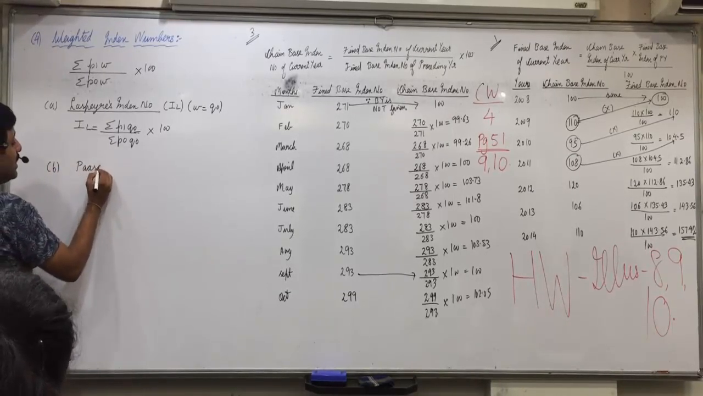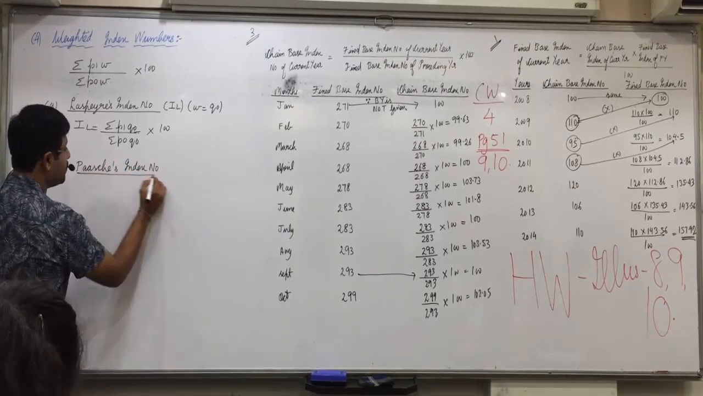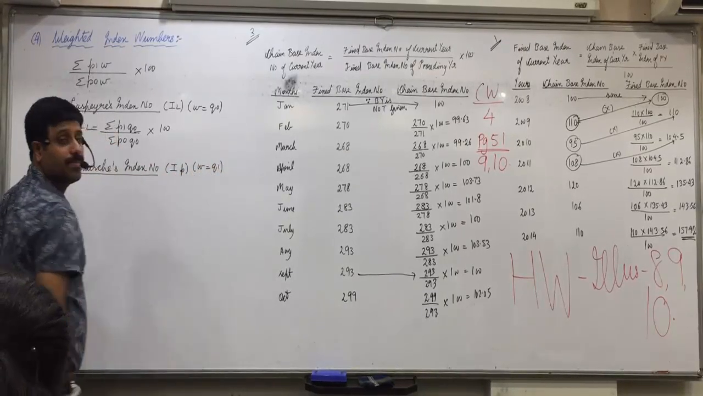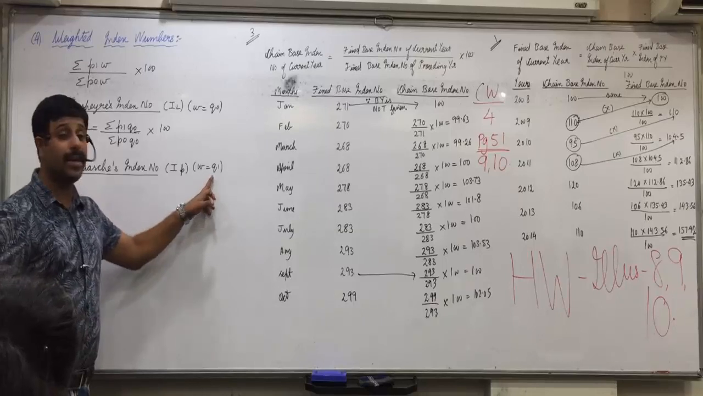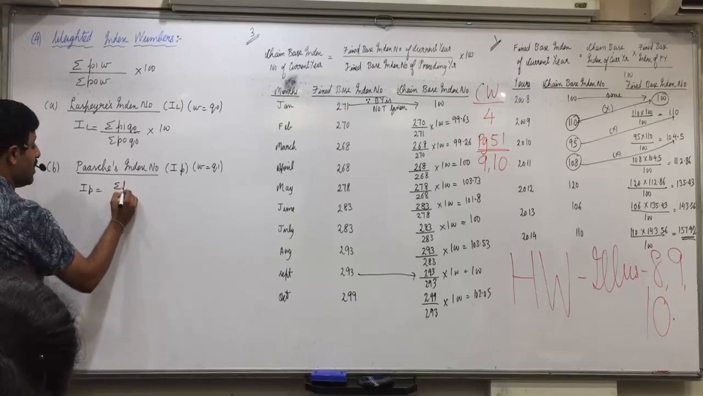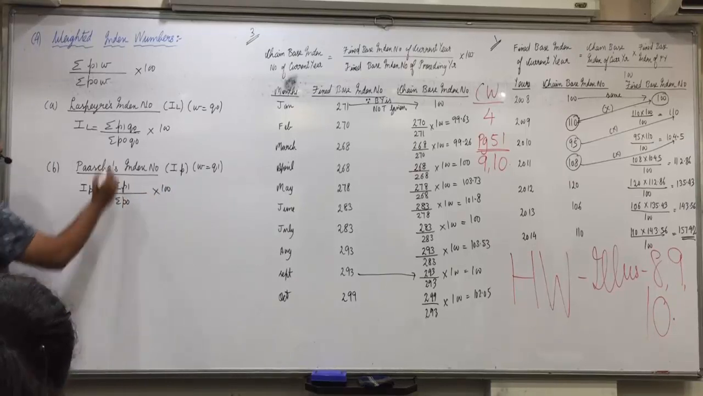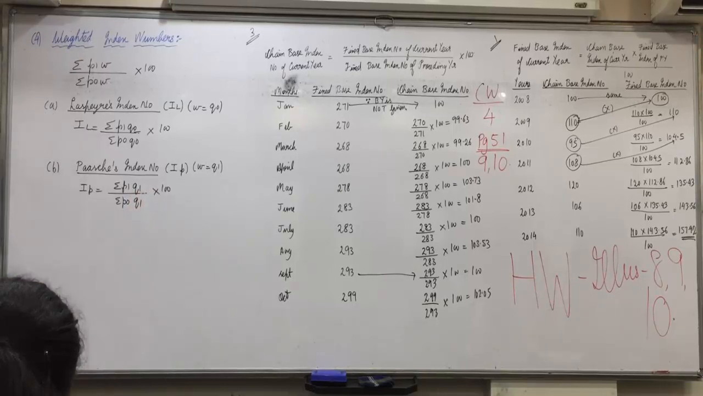Second is Paasche's index number, IP. Paasche's index number takes the weight as the current year's quantity. So first of all, the normal formula, sigma P1 upon sigma P0 into 100. Now the weight is taken as Q1. So it becomes sigma P1 Q1 upon sigma P0 Q1 into 100.